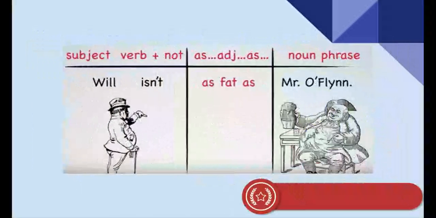Will isn't as fat as Mr. O'Flynn. And if you notice here, because they are not equally fat, one is fatter than the other, we're using the negative. Is not as fat as. Who is fatter? Mr. O'Flynn. Yes, Will is a little fat, but Mr. O'Flynn is fatter than Will. That's why we're using not as. Great.